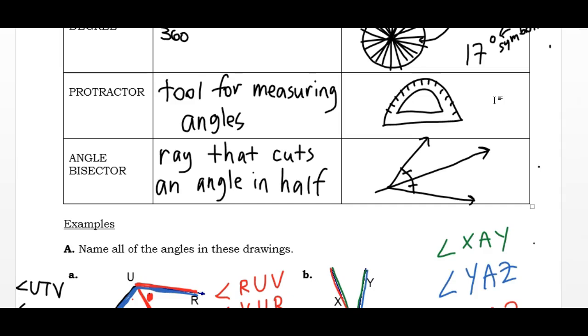Angle bisector is our last word that we're defining. An angle bisector is a ray or line or segment that cuts an angle into two congruent pieces. We talked about bisector in the last lesson, that it's two congruent pieces. So we have one congruent piece right here and one congruent piece right here, showing that this ray is definitely right in the middle of that original angle.